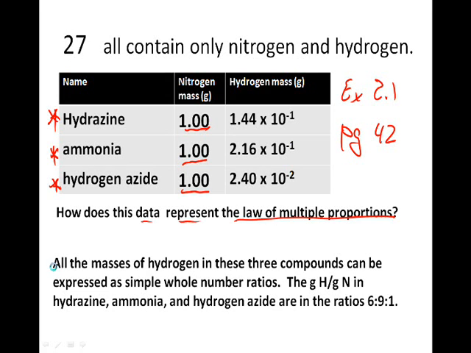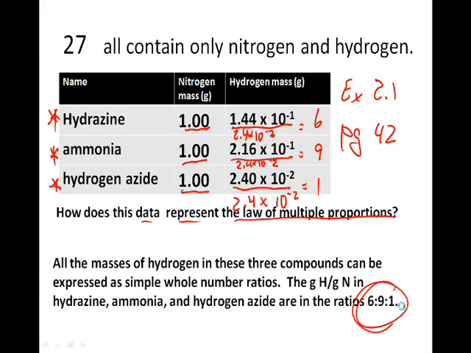All the masses of hydrogen in the three compounds can be expressed as simple whole number ratios. In other words, let's look for which one of these numbers is the smallest as far as the amount of hydrogen. Which one of these is the smallest? Well, it's right here. If you divide each of these by the smallest, this divided by itself is going to be 1. And this divided by the smallest, 2.4 times 10 to the negative 2, is going to be 9. And this divided by 2.4 times 10 to the negative 2 is going to be 6. So that's where we get this 6 to 9 to 1 ratio. And read more about that there on page 42.